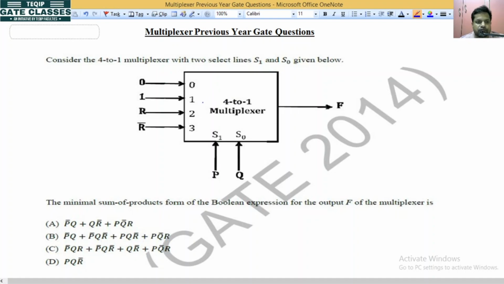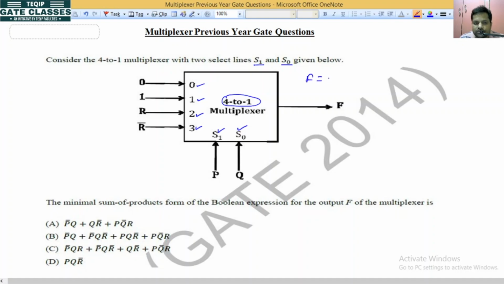In this question, we have a 4x1 mux with two selection lines S1 S0, and we have inputs I0, I1, I2, I3. This is our 4x1 mux. On the selection lines we have P and Q, and on the inputs we have 0, 1, R bar. The question asks for the minimal sum of product form of the Boolean expression for the output f of the mux. So now I want the expression for f here.